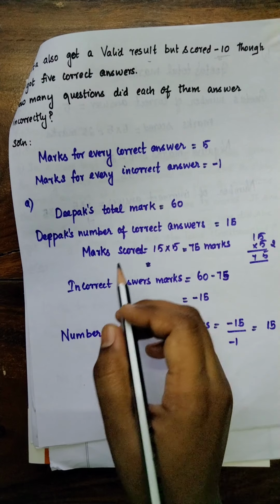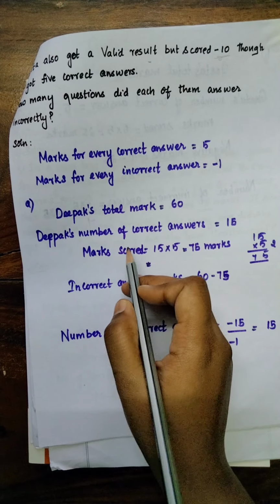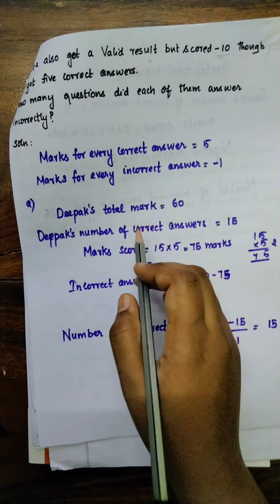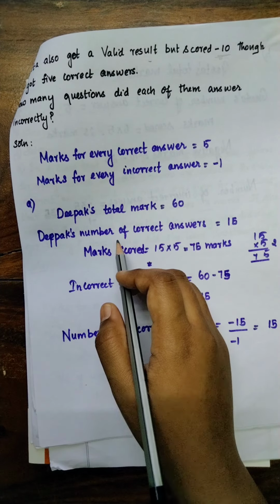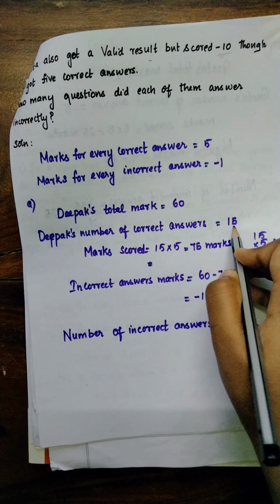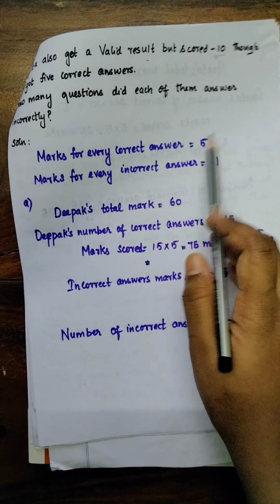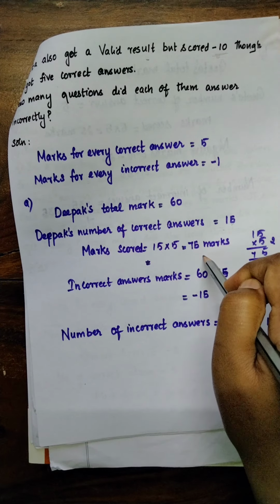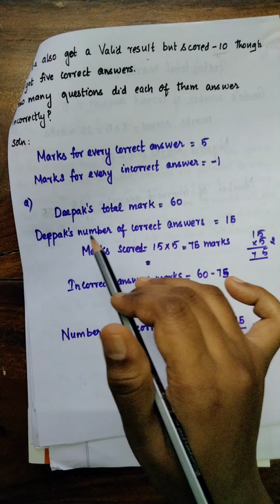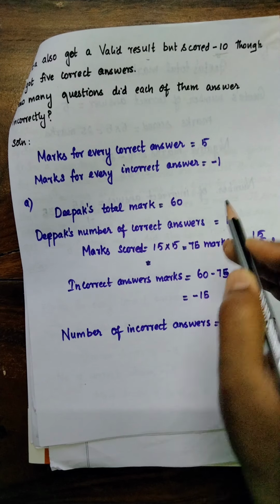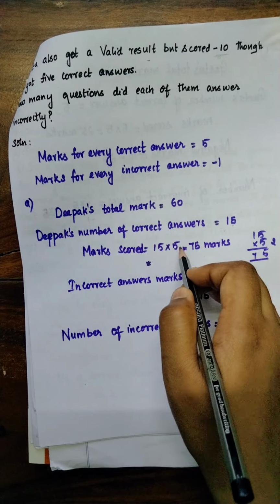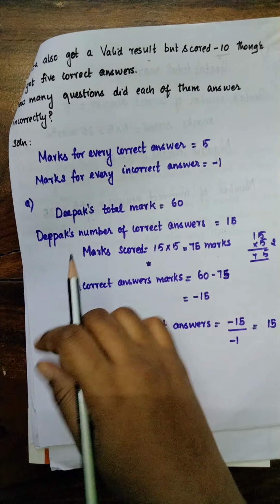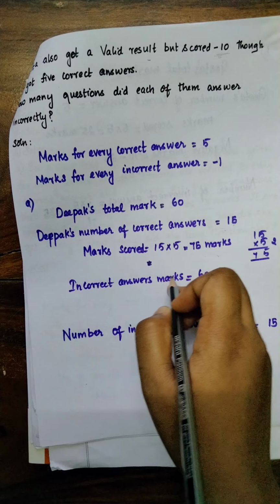Next, marks scored for incorrect answers. We are going to find the marks scored for incorrect answers. So how many correct answers? 15 correct answers, and for 1 correct answer they are giving 5 marks. So 15 into 5 is 75. This is the marks for correct answers. Deepak's number of correct answers is 15, so marks for correct answers is 15 into 5, that is 75 marks. Okay, understand? Next we are going to find incorrect answer marks.